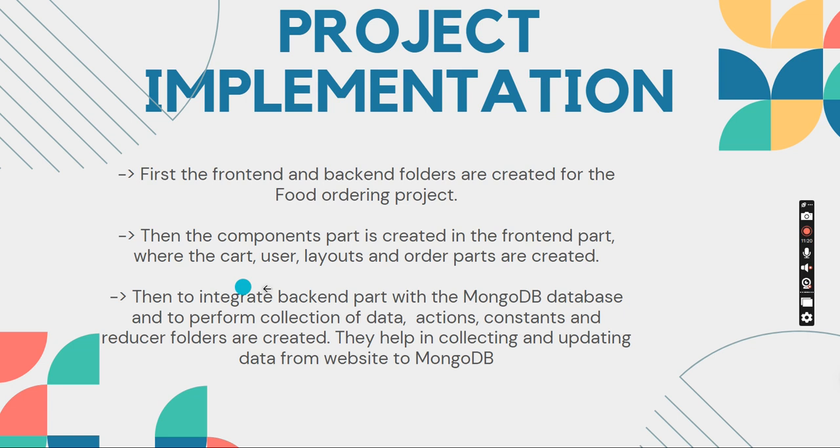After creating the front end part, we need to integrate the back end part with the MongoDB database and perform collection of data, actions, constants, and reducer folders. They help in collecting and updating data from website to MongoDB. So, what is an action, constants, and reducers? They are functions of React.js. They can be imported from React Redux and React constants and etc. They help in fetching data, dispatching data, and syncing data with the database from website.